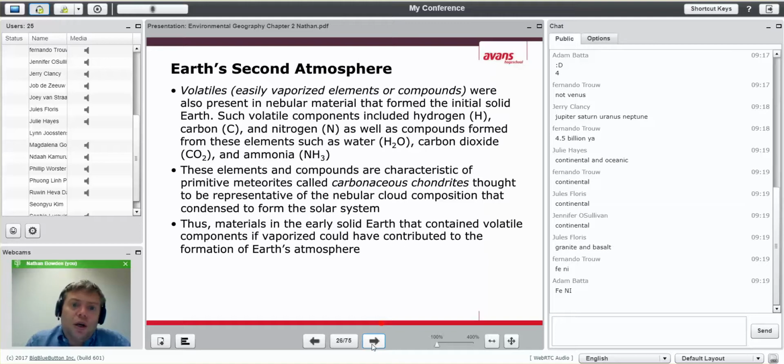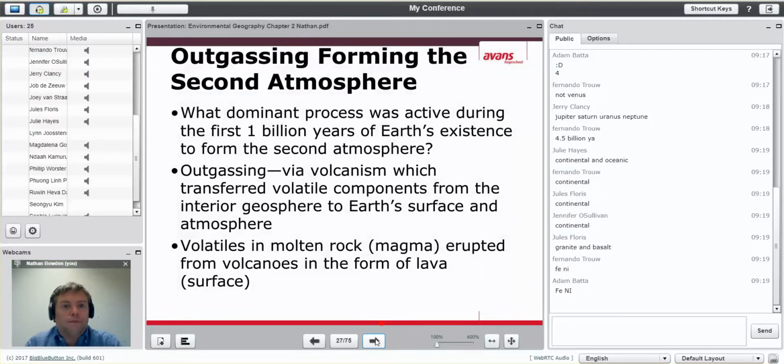So the first atmosphere we can't really measure too well. The second atmosphere we are now measuring from meteorites and saying, oh, this is probably what the Earth was like before. And thus materials in the early solid Earth that contained volatile components, if vaporized, could have contributed to the formation of the Earth's atmosphere. So as these carbonaceous chondrites plunged into our planet, they would have released these gases. The outgassing, or the forming of the second atmosphere, we say a more stable atmosphere.